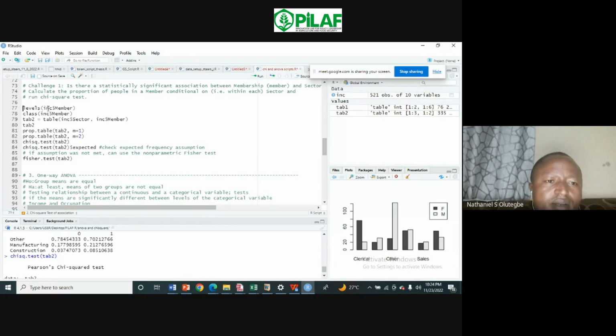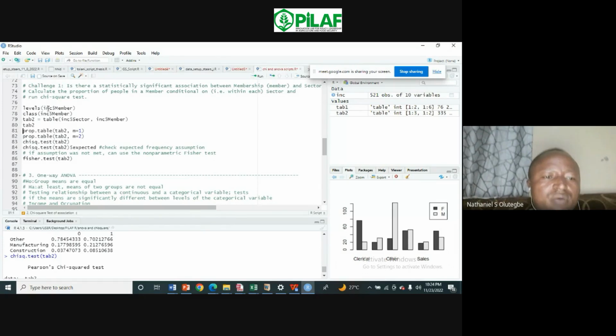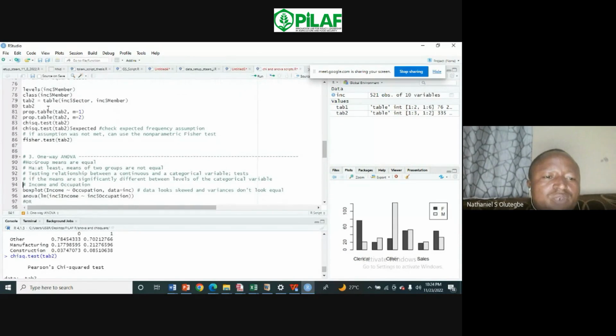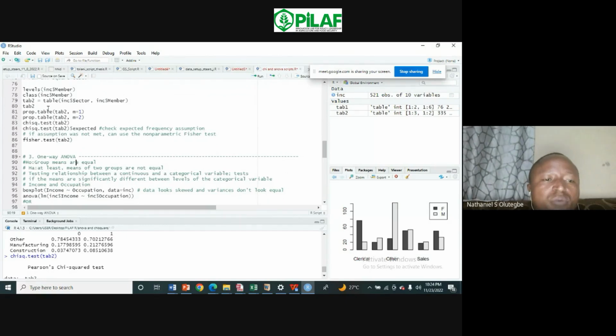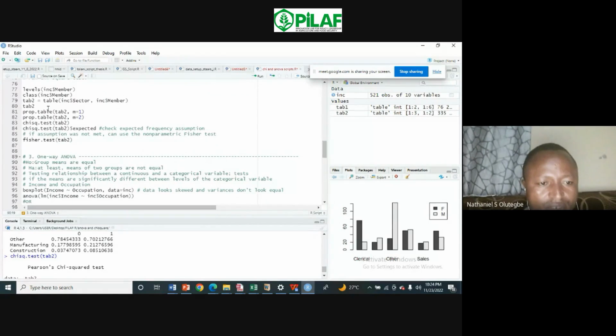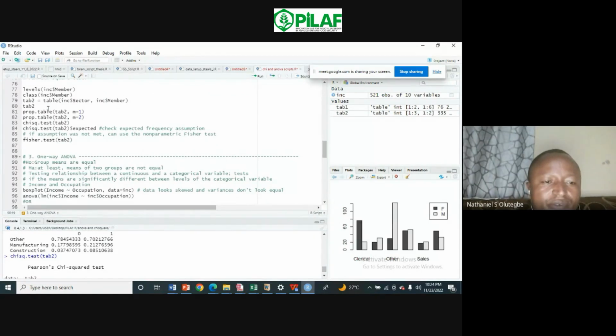Okay, one way ANOVA. Like I said, what we are testing is that the group means are equal. We are testing the null hypothesis that there is no significant difference in the mean of the groups within a particular factor variable. And you have an alternate hypothesis to say at least the means of two groups are not equal. So like I said, we are testing the relationship between a continuous and a categorical variable. You are testing if the means are significantly different between levels of the categorical variable.